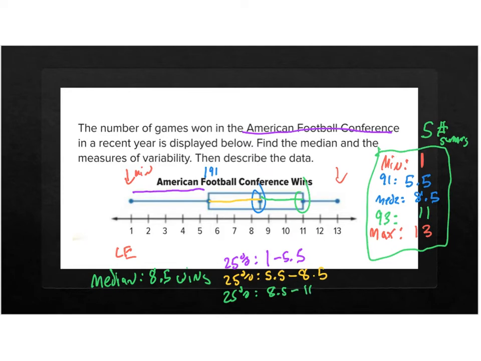And then 25% of the team went from, trying to choose a color, I'm sorry, from 11 to 13 wins. So if you guys notice, you're like, wait, I'm really confused. All of the intervals aren't the same like you just told us from last Monday and Tuesday. Well, they don't have to be, because it all depends on the data.